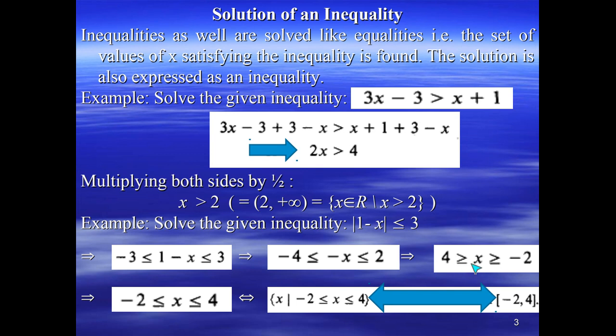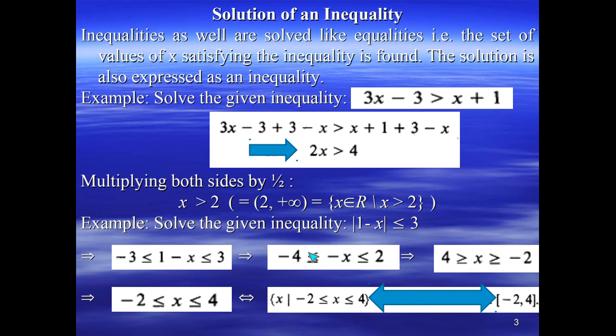But in order to obtain x, we should multiply both sides by minus 1, which means we should also change the direction of the inequalities. When we multiply by minus 1, minus 1 times minus 4 is 4, minus 1 times 2 is minus 2, and minus 1 times minus x is x. But the direction of the inequality will change since we multiply by minus 1, which is a negative number: 4 greater than or equal to x greater than or equal to minus 2.